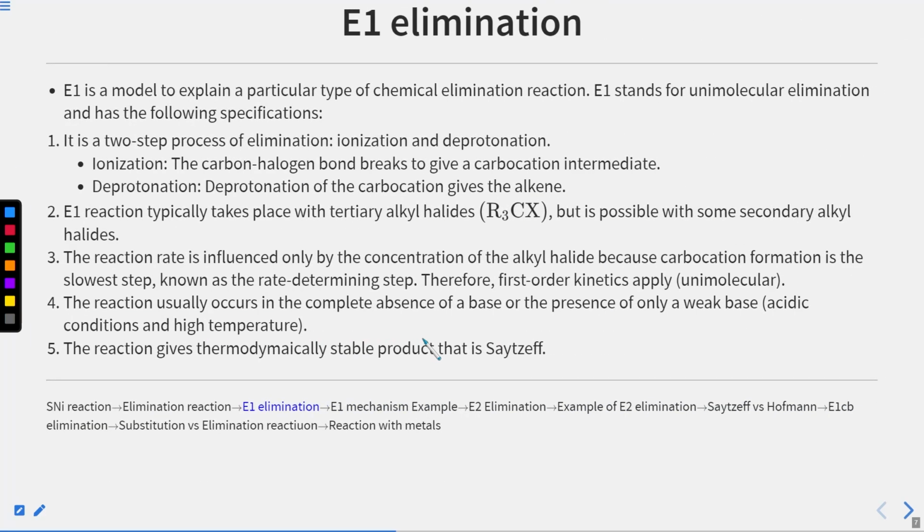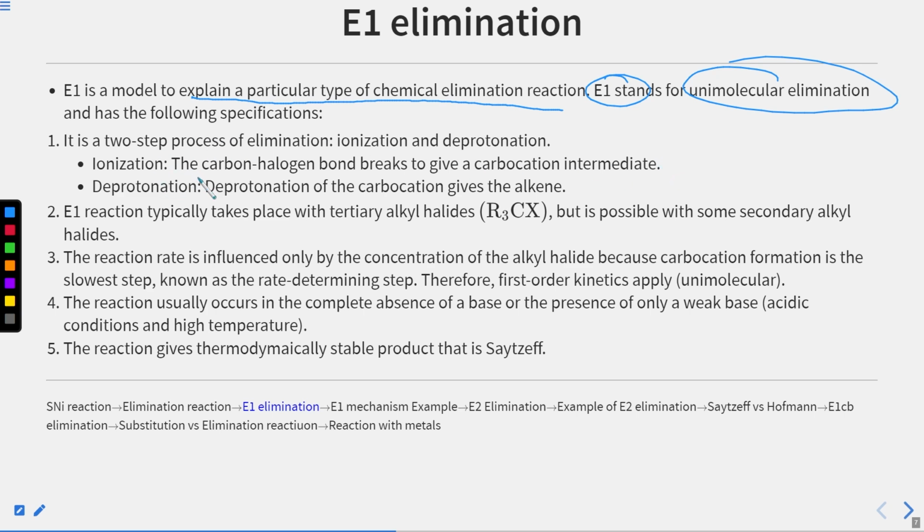Coming to the E1 elimination, it is a model which explains a particular type of chemical reaction. Here E1 stands for unimolecular elimination and has the following specification. E1 means elimination that is unimolecular. Again, just invoke your previous concept. It was written SN1, which means substitution nucleophilic unimolecular. That means the rate of substitution depends on only one substrate. Here also the rate of elimination will depend upon only one of the reactants, similar to that, because the rate will now be unimolecular type.